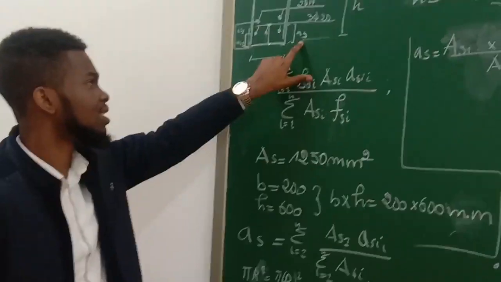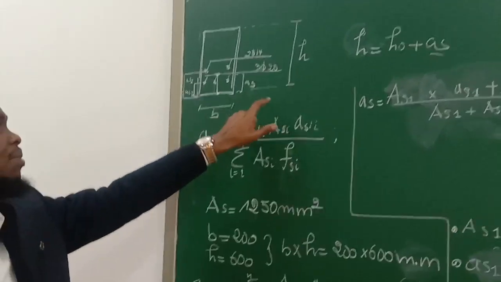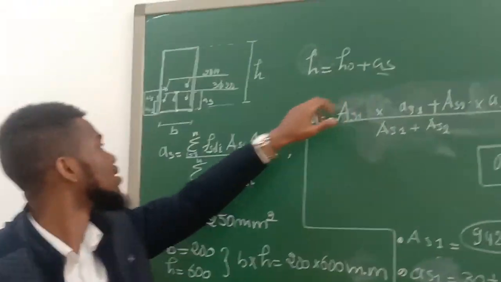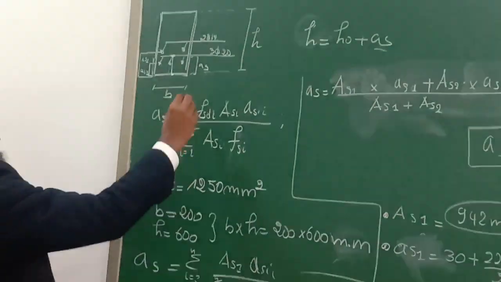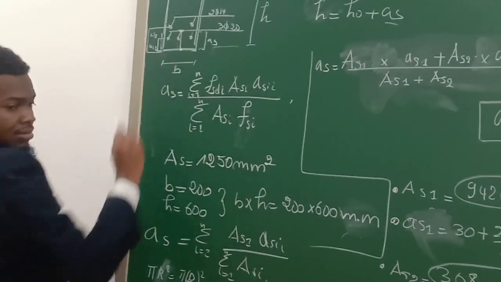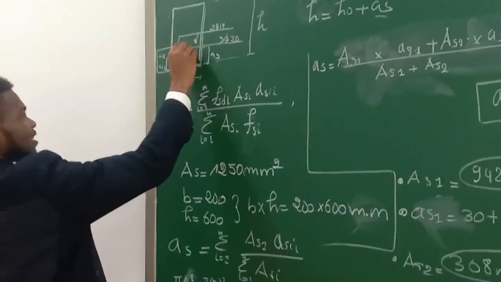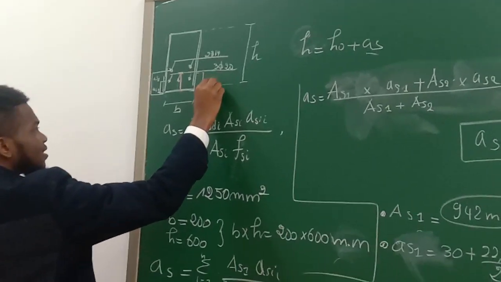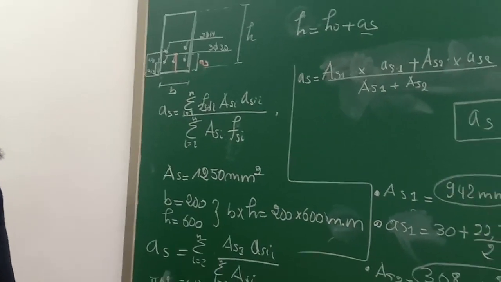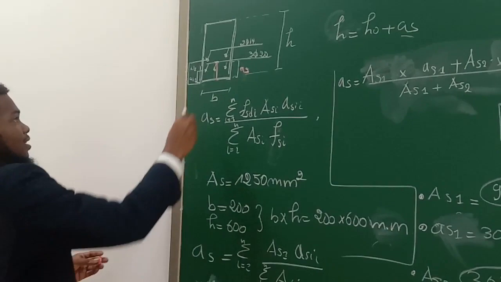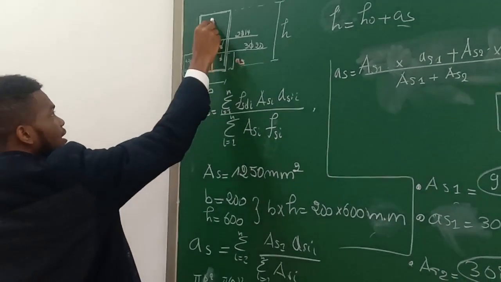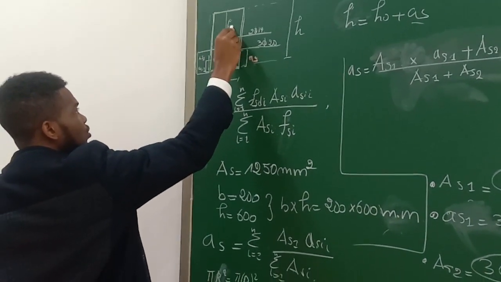We have to find it. When we find it, it will help us to know the distance that we have, because the distance between here, I will show, AS, and the distance from AS to here is H0.